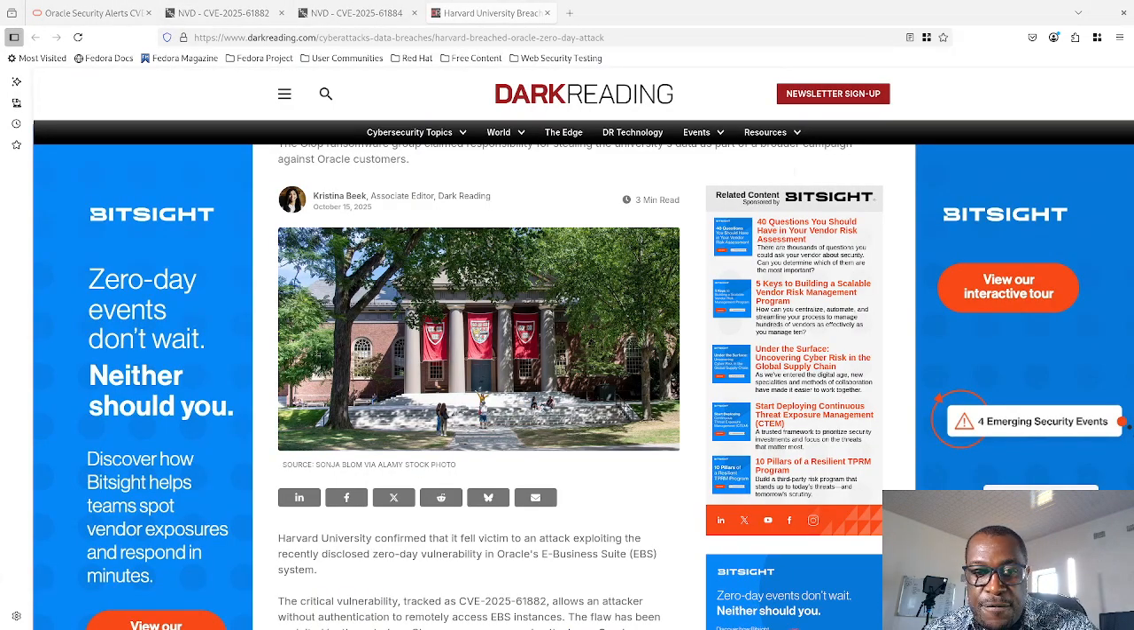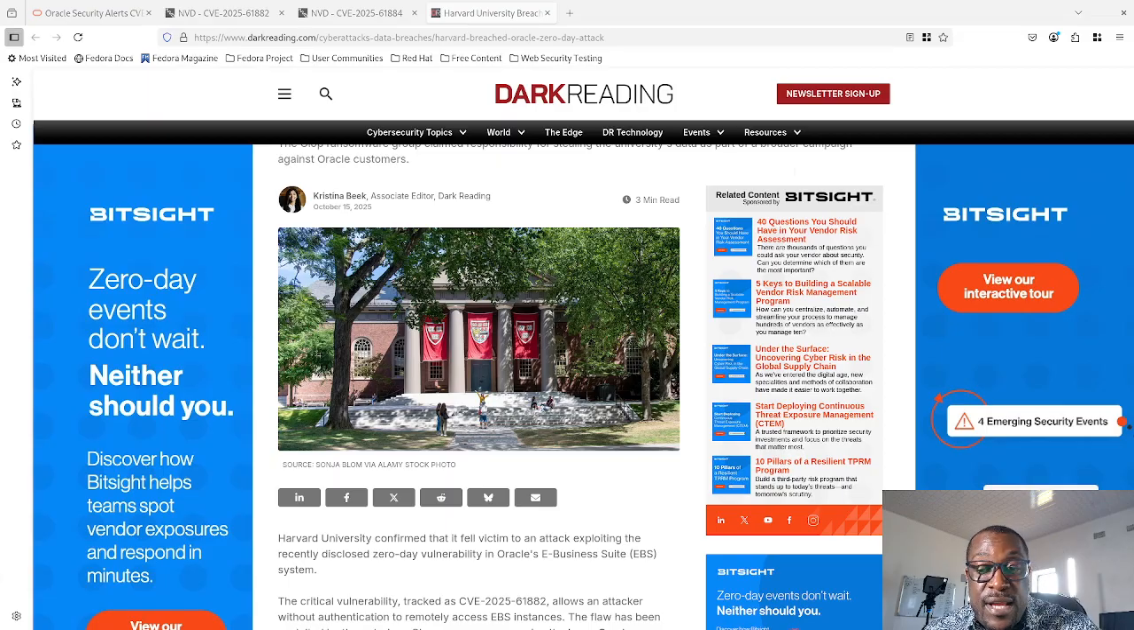So, on the 15th of October 2025, Harvard University confirmed that it was one of the victims of the data breach stemming from the Oracle EBS zero-day vulnerability CVE-2025-61882. And they claim that this is emanating from the group called Cloak Ransomware Group, which claimed responsibility, indicating that this was part of a broader campaign targeting Oracle customers.